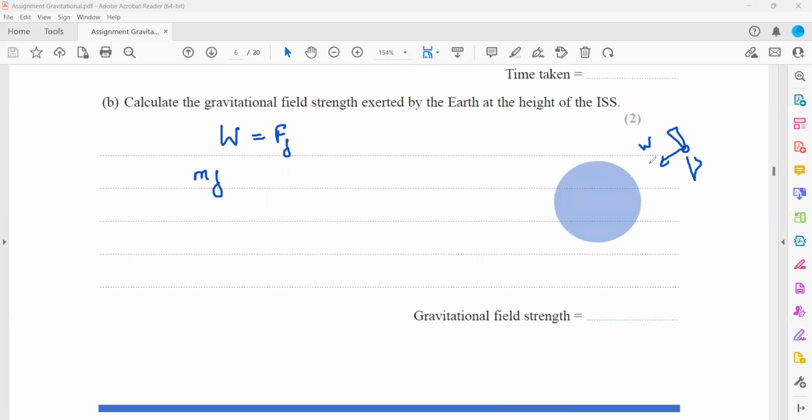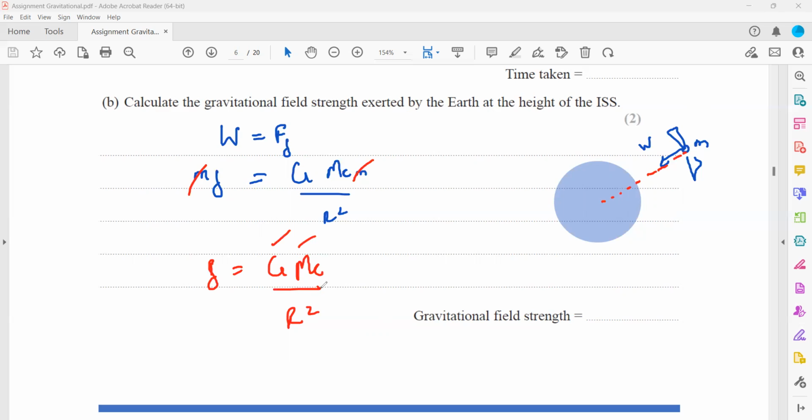Weight is mg, so mass of the International Space Station times g, and the gravitational force is G, the mass of the Earth, the mass of the satellite divided by r square, where r, again I repeat, is not the radius of the Earth, it's the total distance between the center of the Earth to the center of this International Space Station. M will cancel with M, so we can say the value of g is equal to capital G, the gravitational constant, mass of Earth divided by distance between them squared. So we have G, we have the mass of Earth, we have R, so we can work out the value of g.